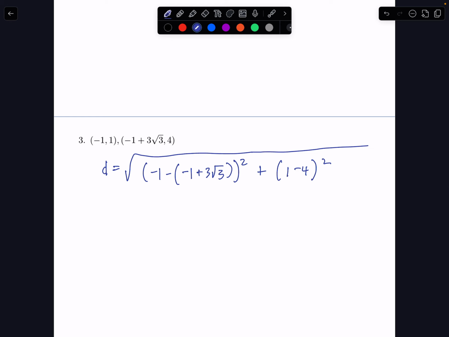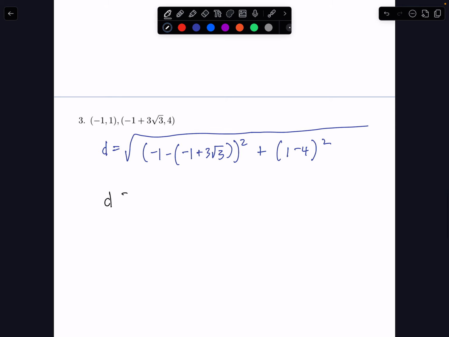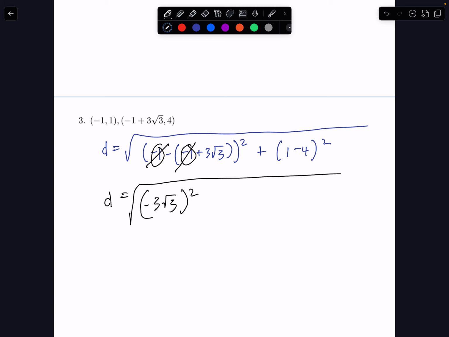Okay, so this one's looking like it's going to be a little cumbersome, but something nice happens to at least make our lives slightly easier. When I go to the next point, I have to finish the subtraction before I square, right? Well, I have -1 minus -1, and those cancel each other out. That leaves me with -3 root 3 squared, inside the square root, plus 1 minus 4 is -3, still squared. So that's nice.